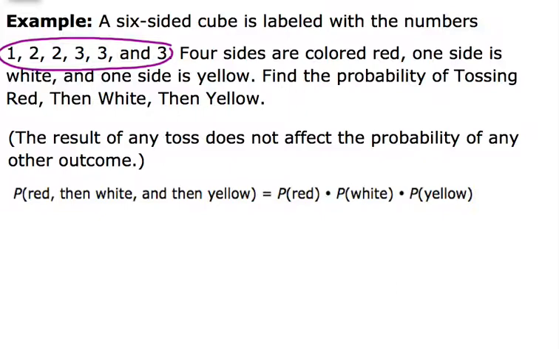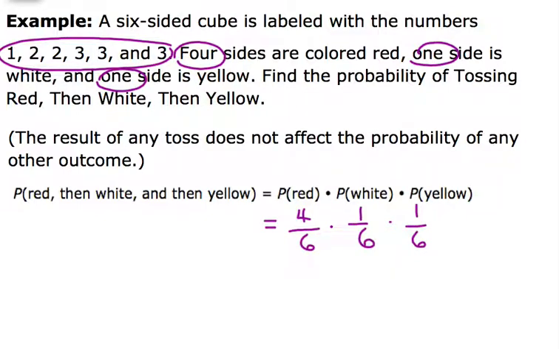So let's look and see the total. 4 sides are colored red. So what is the probability of landing and getting a red? You have a 4 out of a 6 chance of getting a red. Then you roll it again. It says 1 side is white. So you have a 1 in 6 chance of getting a white. And then the last one, probability of a yellow. Well, there's only one of them, so you have a 1 in 6 chance.